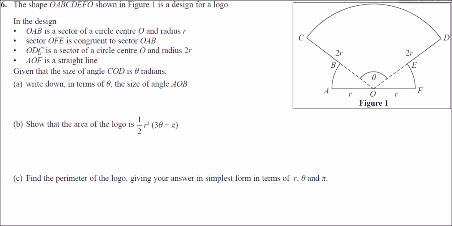And I almost missed off that ODC is a sector of a circle, centre O, radius 2r. So O to D to C is the bigger sector. And in fact, the radius of the bigger sector is double the radius of these two smaller sectors. From the centre to F, or from the centre to A, these two little ones have just got a radius of little r. But this bigger sector at the middle, from O to D, has got radius 2r. So this radius is double as long.